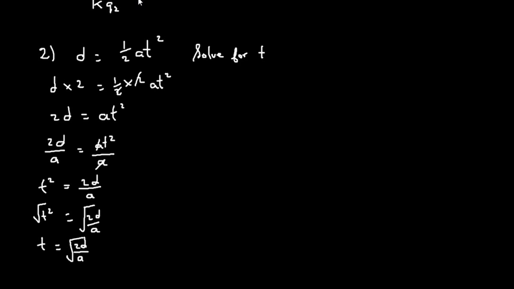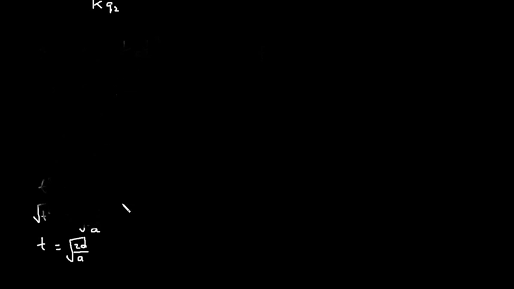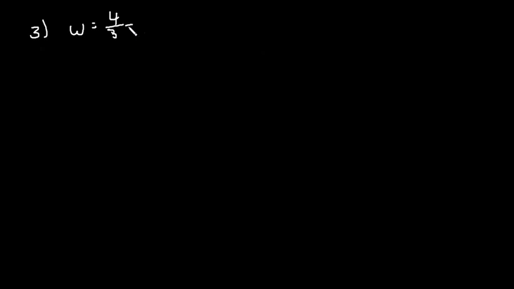Now we will go on to the third question. It is important to know how to be comfortable in changing the subject of a formula. So our third question, W is equal to four thirds pi a cubed rho g. Now this is a Greek letter rho. So our aim is to make g the subject of the formula.